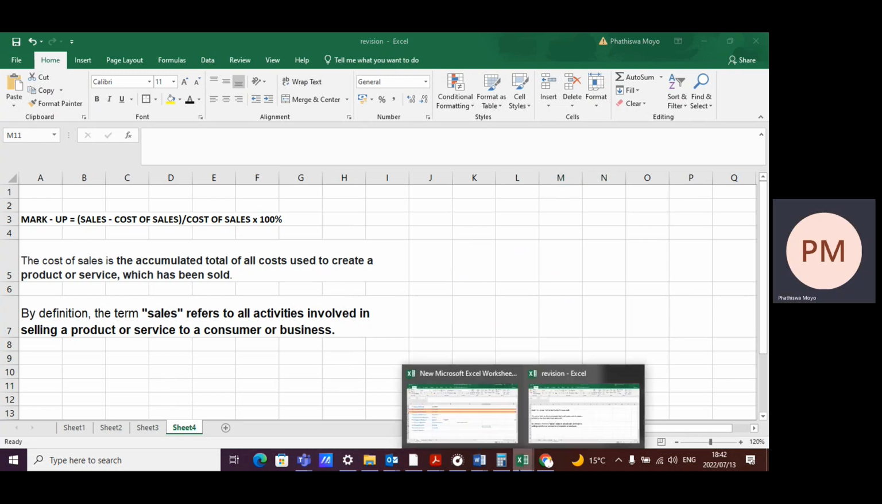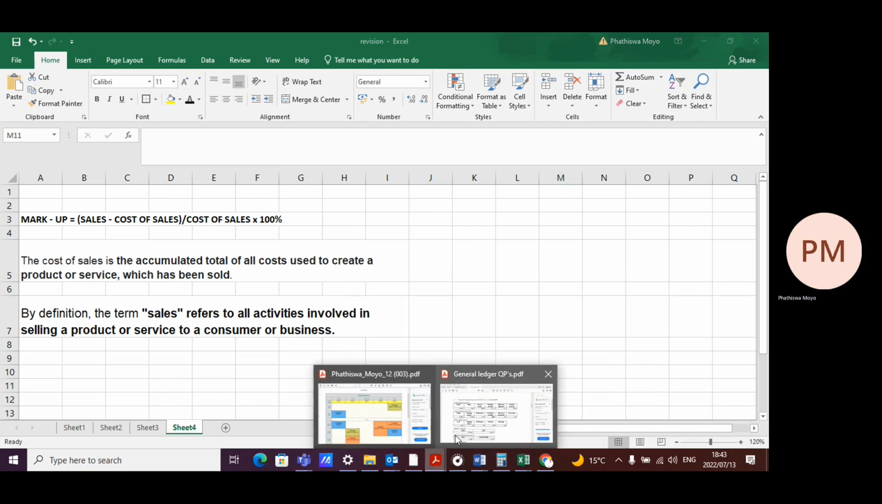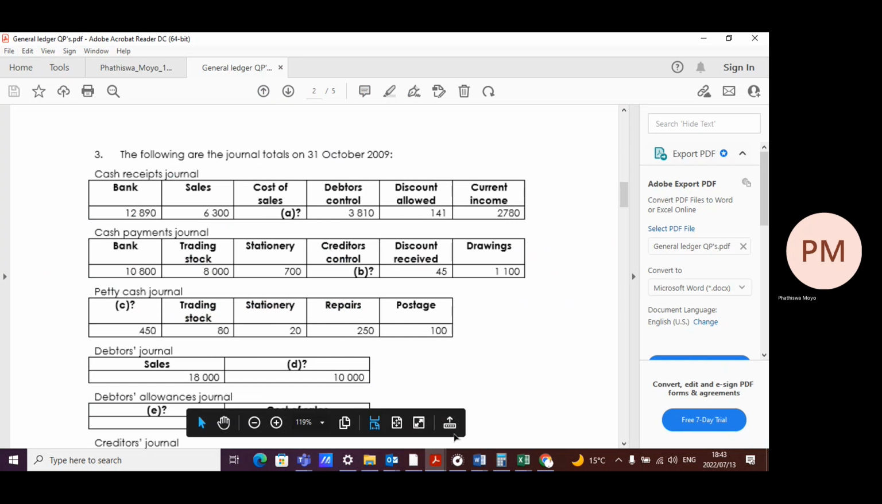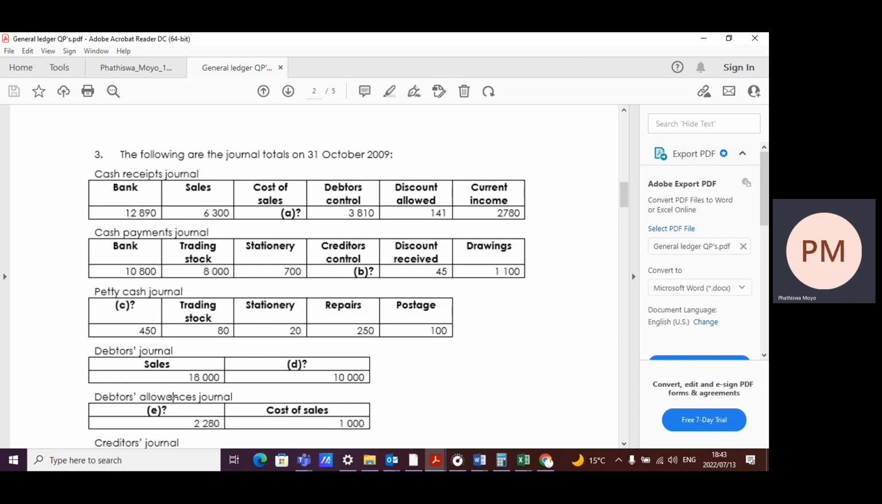So now, in this example, you are given the CRJ, CPJ, PD, cash journal, debtors journal. We've done this example in class. Debtors allowances journal. Those who were in class, they did today debtors journal and debtors allowances journal in full. This one is the summary, the one we've done for a whole month in class.